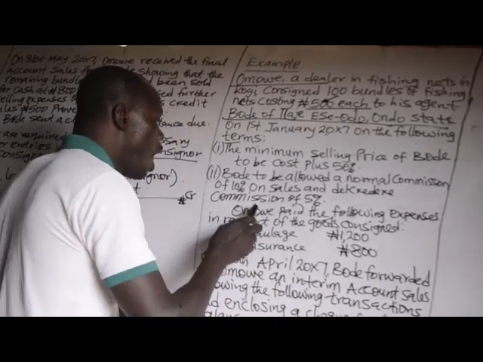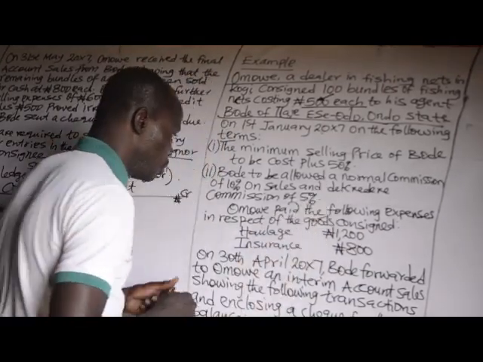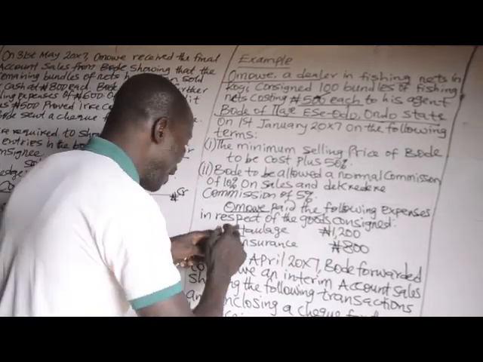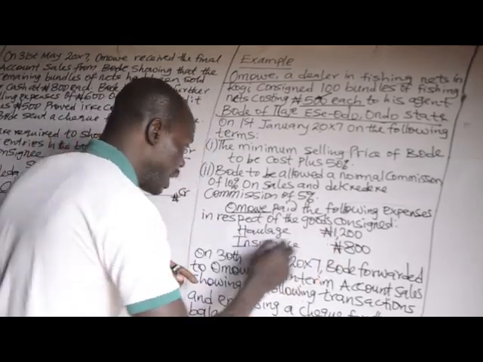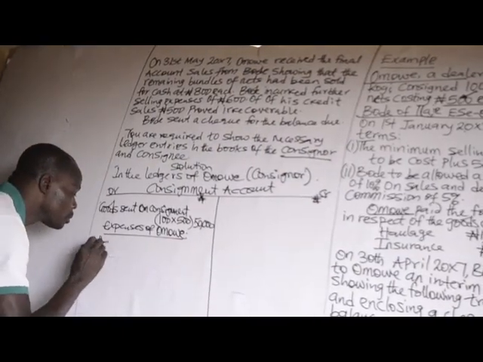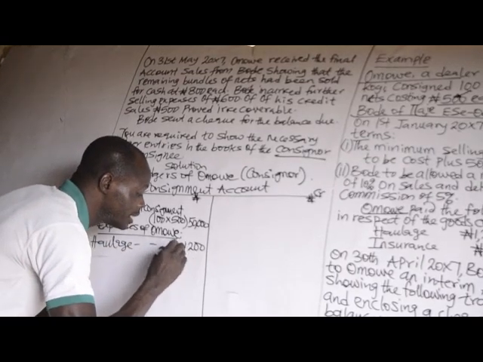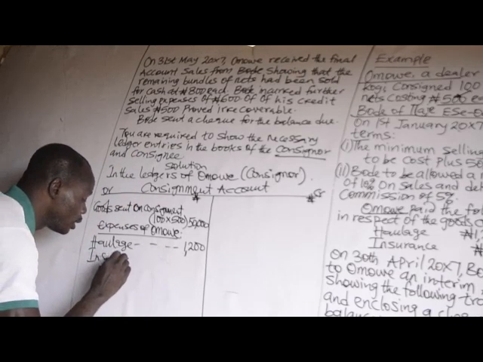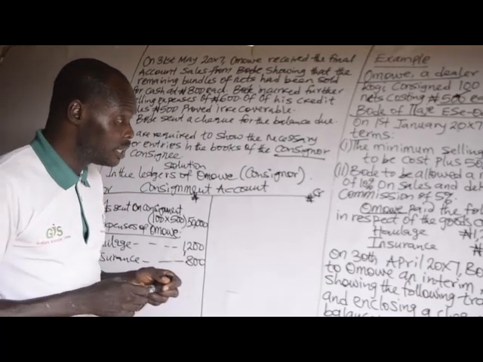Now, Onmyway paid the following expenses in respect of goods consigned. Who is Onmyway? The principal. These are the expenses incurred by the consignor. Number one, we have haulage of 1,200 naira and insurance of 800 naira. These are the expenses incurred by the consignor.